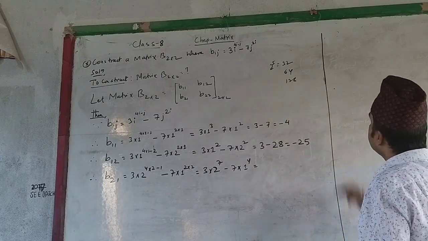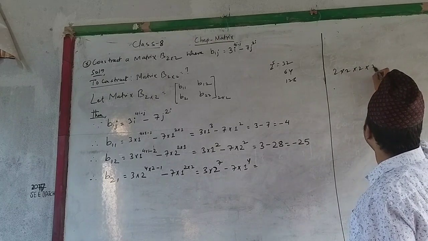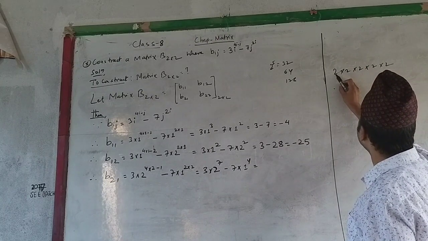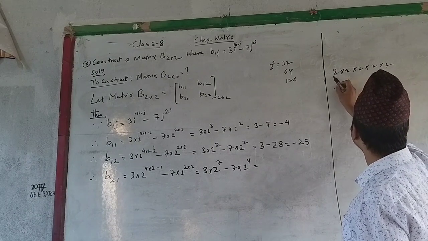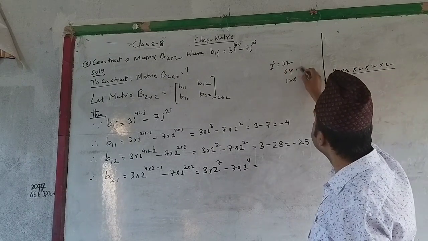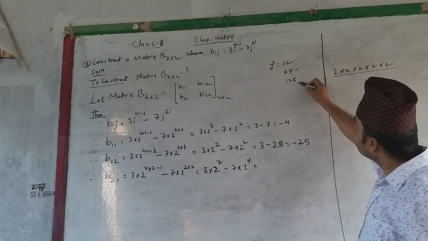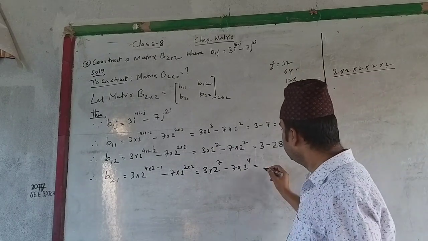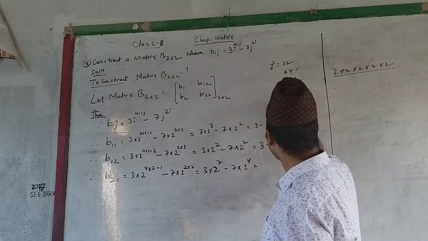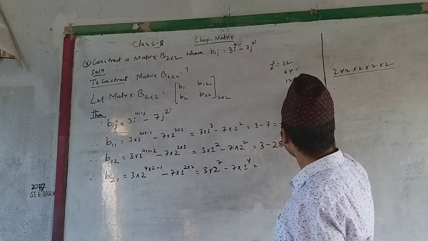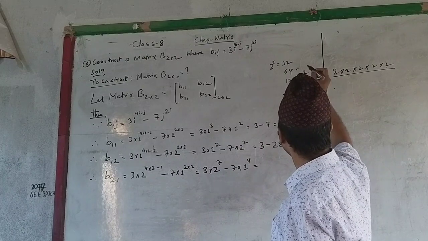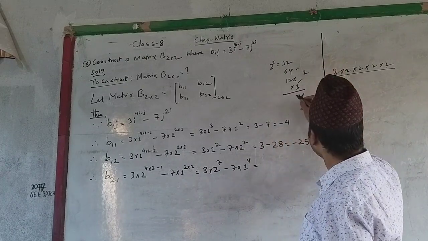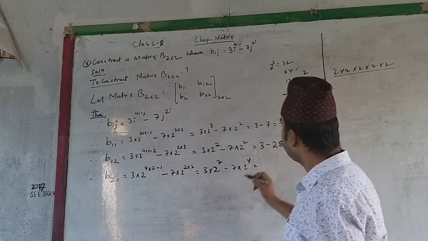Yes, 2 into 2 into 2 into 2 into 2: 2, 4, 8, 16, 32. So 5 is 32, 6 is 64, and 7 is 128. The answer is 128. 128 times 3, how much? 8 threes are 24, 2 and 4, 3 sixes are 18, and 3 ones are 3. So it is 384.